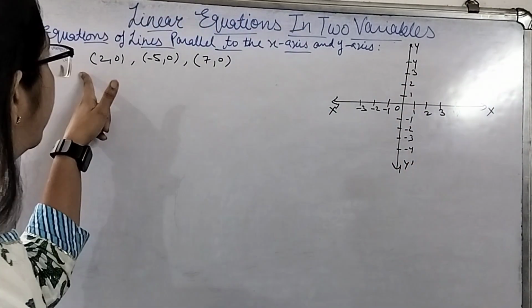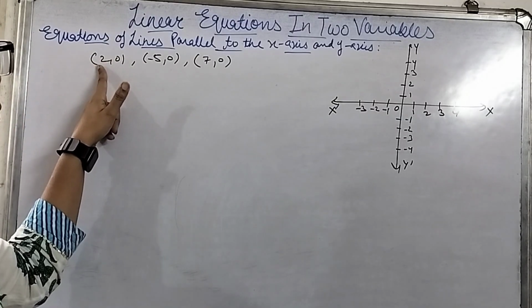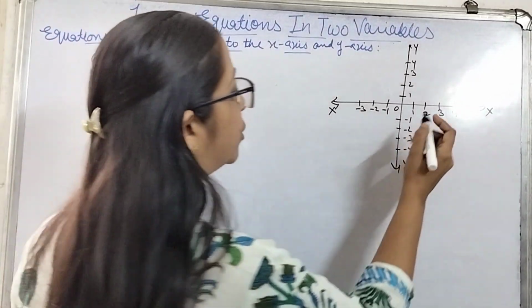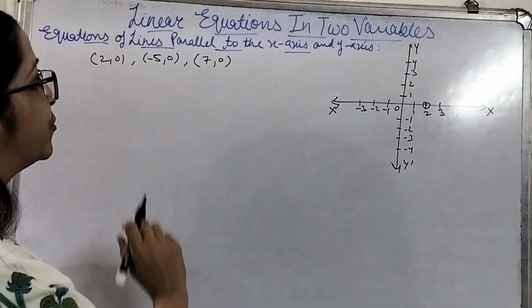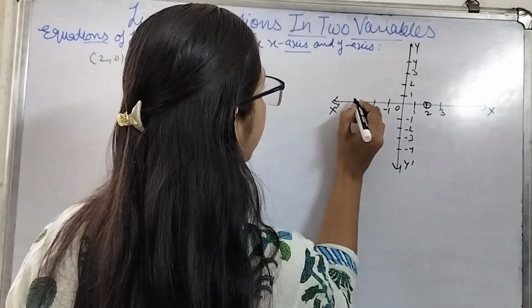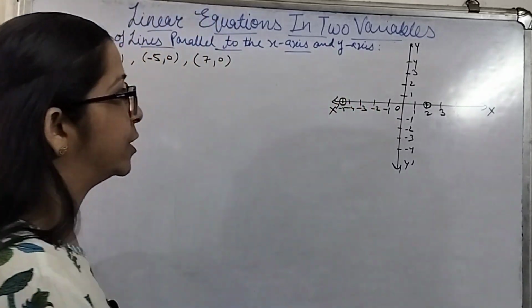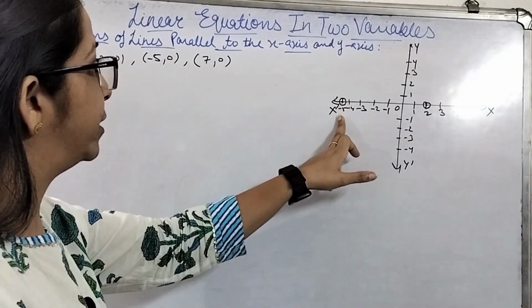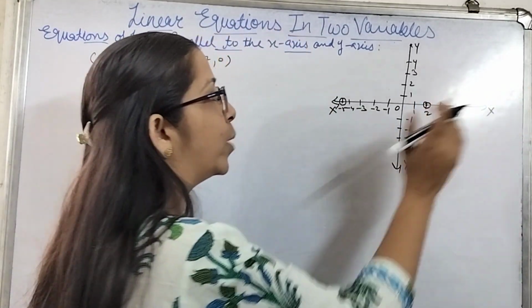Now if we are going to represent these points, 2, 0, over here we can see the x coordinate is 2 and y coordinate is 0. So the point 2, 0 will be here. Similarly minus 5, 0, it will be somewhere here. This is minus 5 comma 0 because the y coordinate is 0 over here. This is 7 comma 0. It will lie even over here on this OX line.